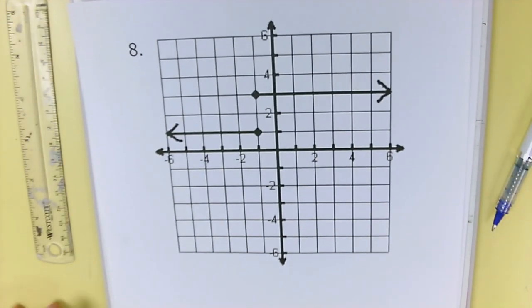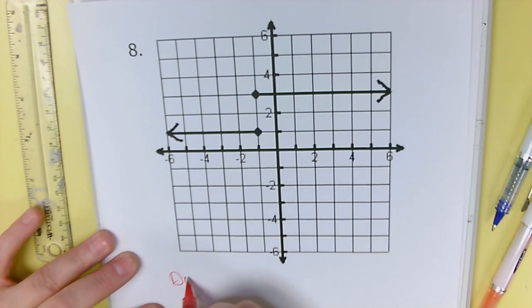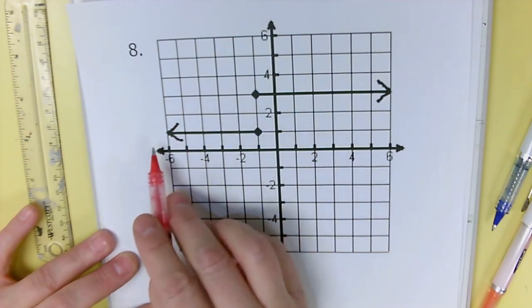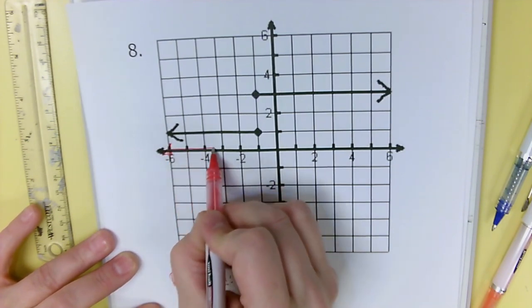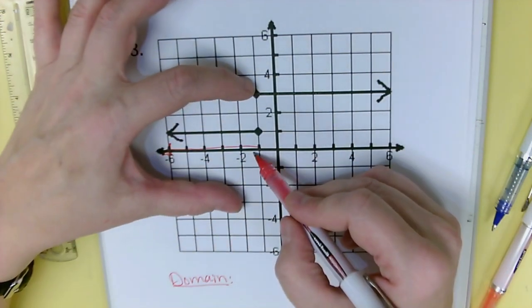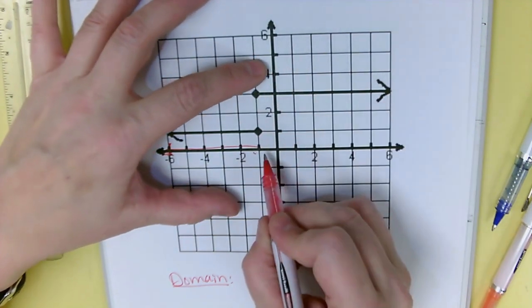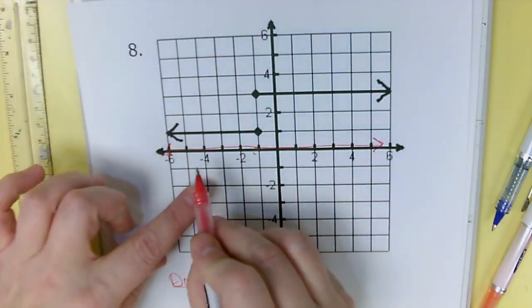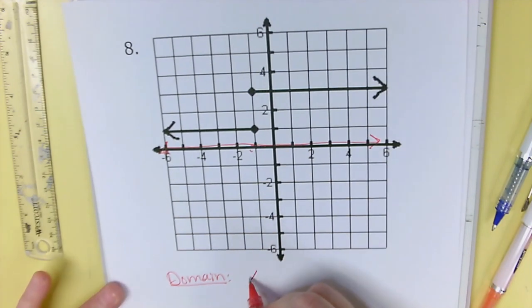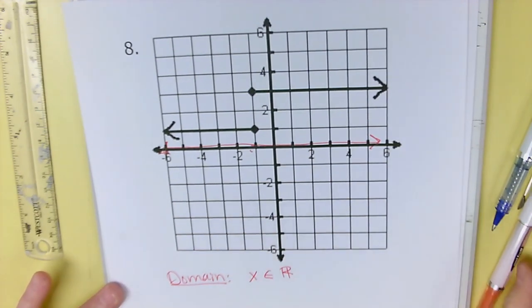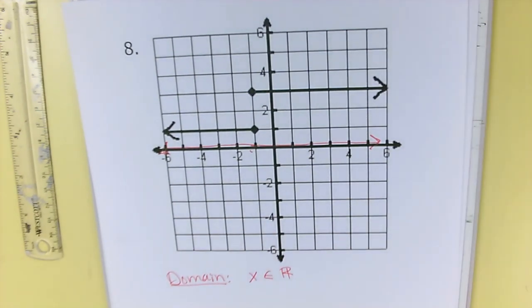Kind of a weird one. Okay, domain. Your x values go to negative infinity on the left. And then, yes, we switch lines, but there's actually no break in the x's. These two overlap each other, and it just keeps going. So x goes both directions. So all real numbers.